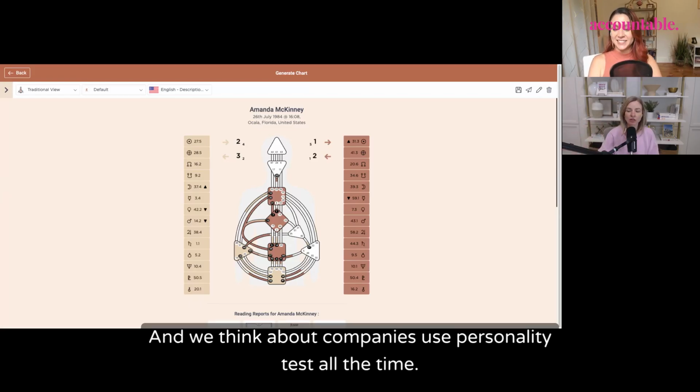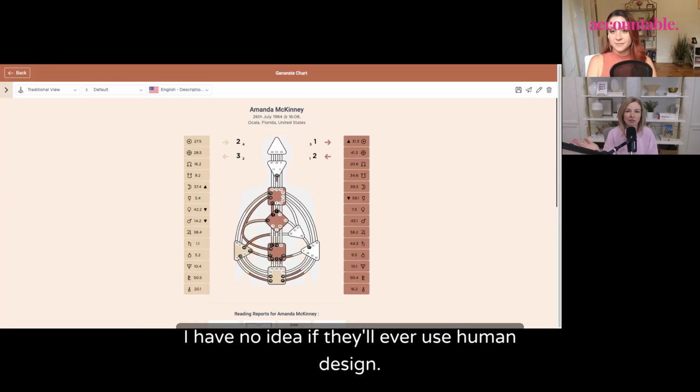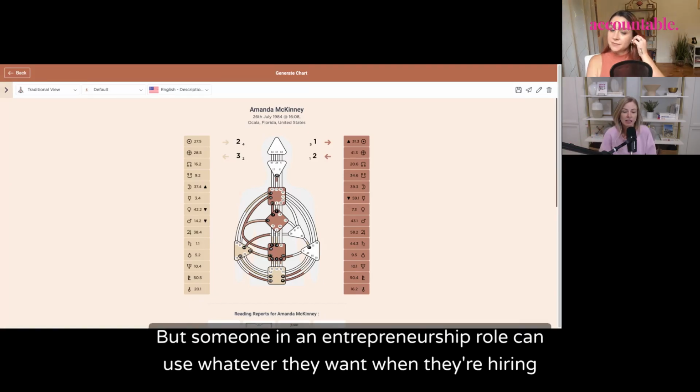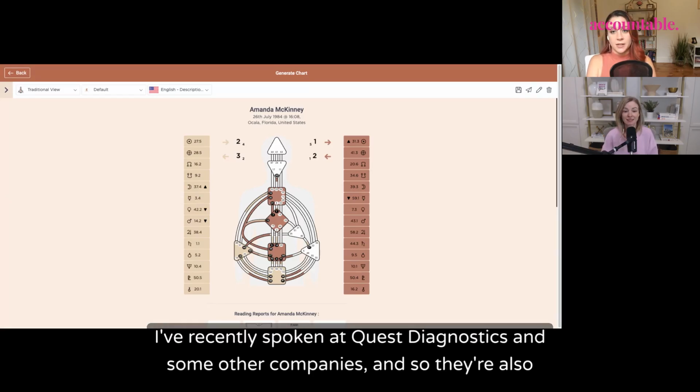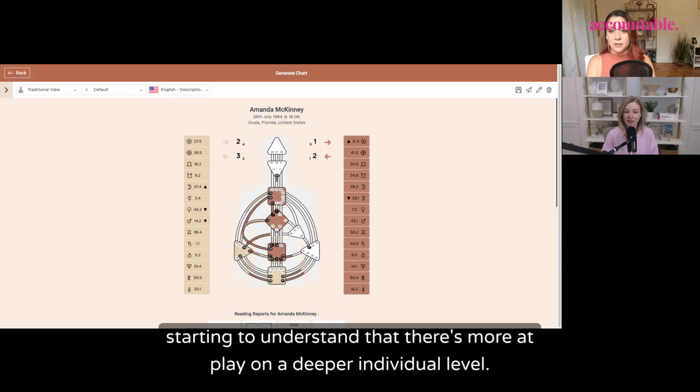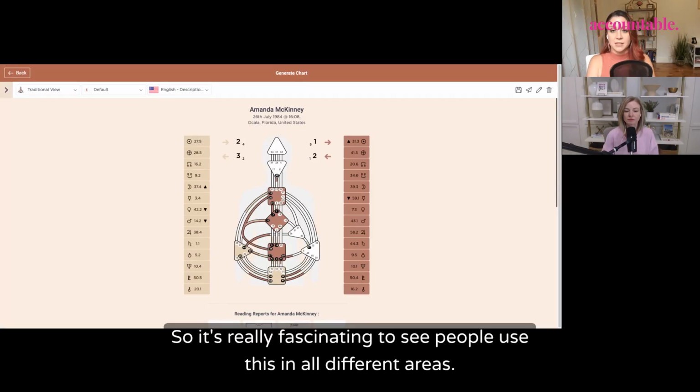And we think about companies using personality tests all the time. I have no idea if they'll ever use human design, but someone in an entrepreneurship role can use whatever they want when they're hiring and helping find that right person. So I think it's great. I love this, and bigger corporations are opening up to this. I've recently spoken at Quest Diagnostics and some other companies. And so they're also starting to understand that there's more at play on a deeper individual level. So it's really fascinating to see people use this in all different areas.